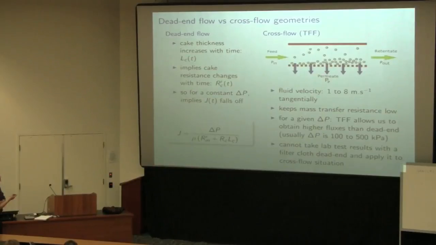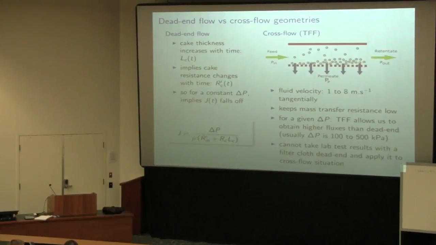So the tangential flow geometry is a way then to counteract that a bit by preventing RC times LC from growing large over time. That's the aim of tangential flow, is to keep that resistance low. And the velocities that we would typically use are as high as 8 meters per second, which is phenomenally high. It's going to provide a good amount of shearing and keep that solute from building up against the membrane.